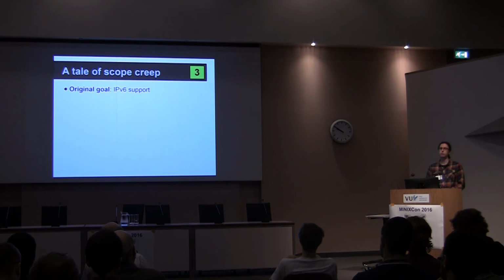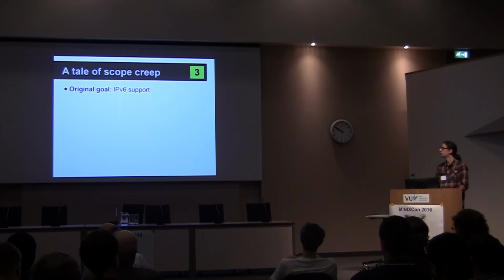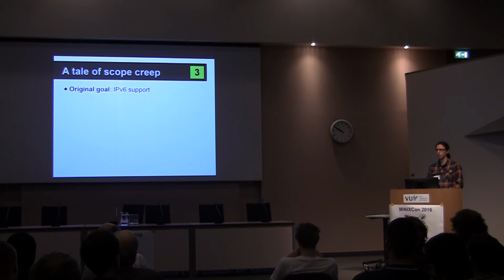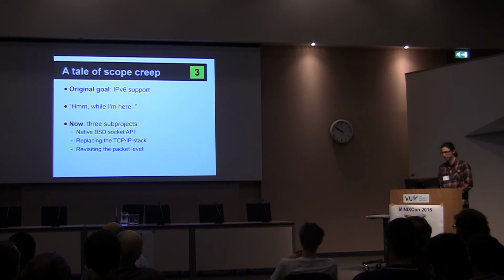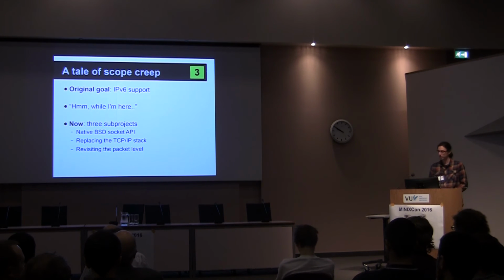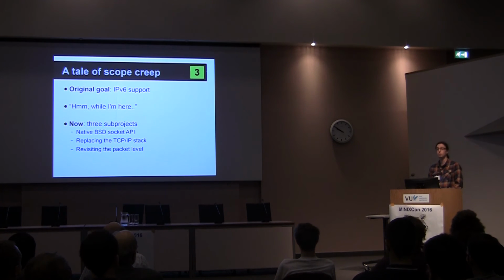And this is the story of how a project can get out of hand. When we talked about it a couple of weeks ago, it was like, let's see how we can add IPv6 support, because I think you all agree that IPv6 is the future, so we have to deal with this in some way. And then there are a couple of other things that could also be done while we're working on this anyway. So now this is turning into 3 sub-projects. The first is adding support for native BSD socket calls. The second is replacing the TCP/IP stack with something that supports IPv6. And finally, we have to revisit the packet level. So I'll dedicate one slide to each of these.